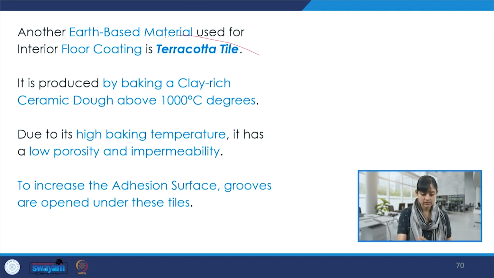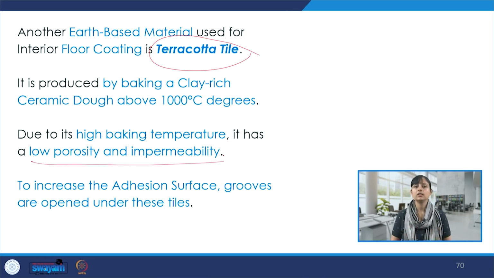Terracotta tile is another earth-based material. It is used for several purposes, and it has become a very versatile space-making element now compared to its traditional use. And due to its high baking temperature, it has low porosity and impermeability, and it is used to increase the adhesion surface, and for that the grooves are opened under these tiles.